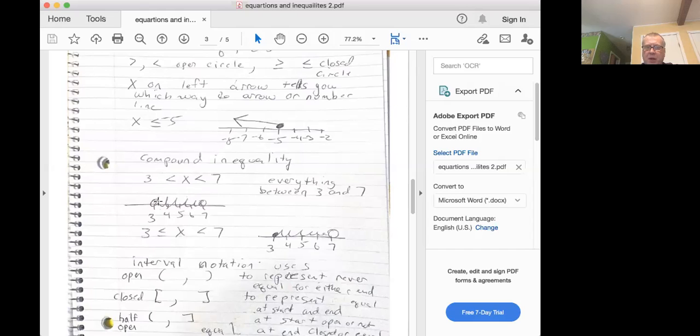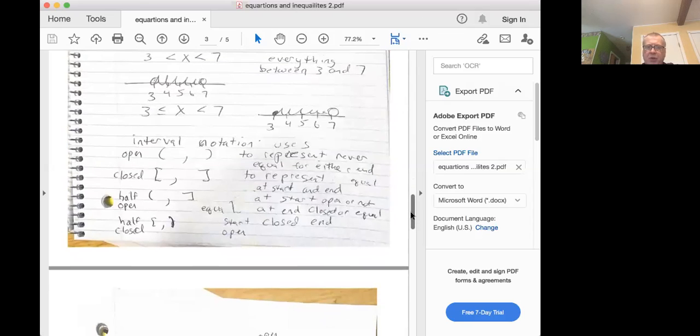Since both of these are less thans, we have open circles. Everything is shaded in between. We could also have partially open and partially closed. Partially open and partially closed means we have a less than or equal to for the 3 this time, but strictly less than for the 7. Okay? And so we do the same idea. We close the 3, keep the 7 open, and shade everything in between.